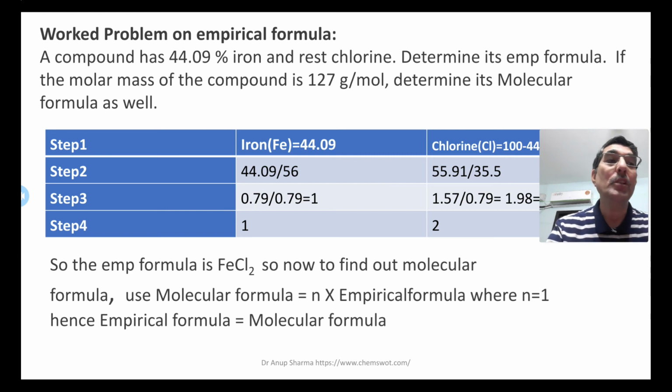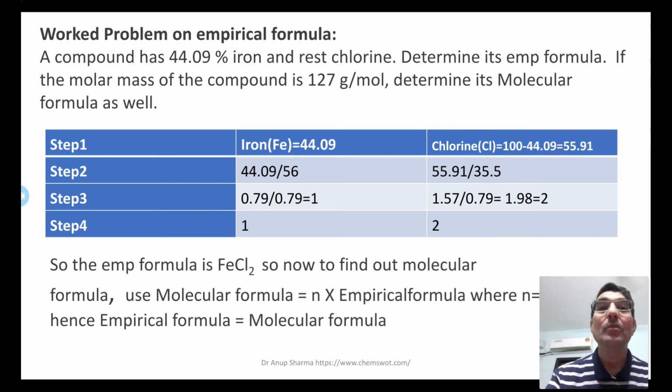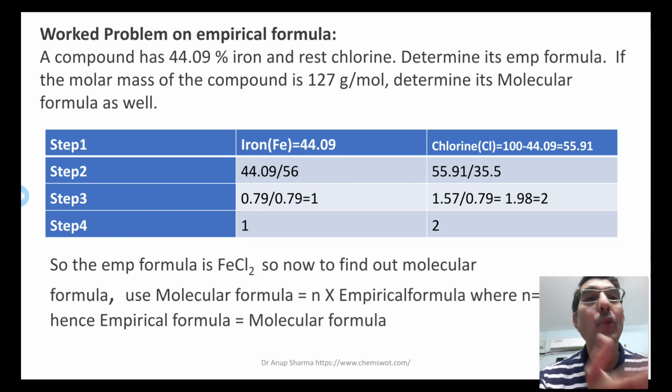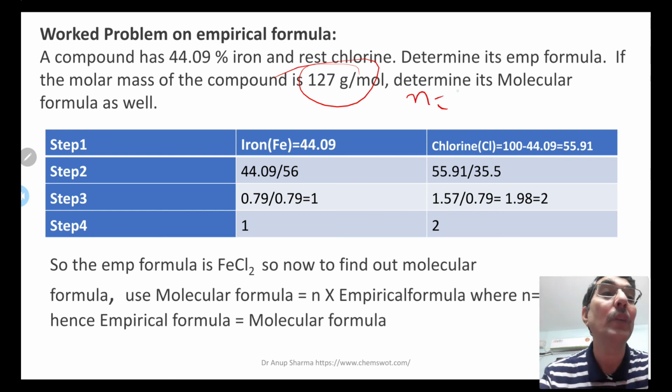For example, this is a problem I already solved here. A compound has 44.09% of iron and the rest chlorine. Determine its empirical formula. So how do we do that? If the molar mass of the compound is given, that is 127 grams per mole, determine its molecular formula. That's where we will need n, that factor.